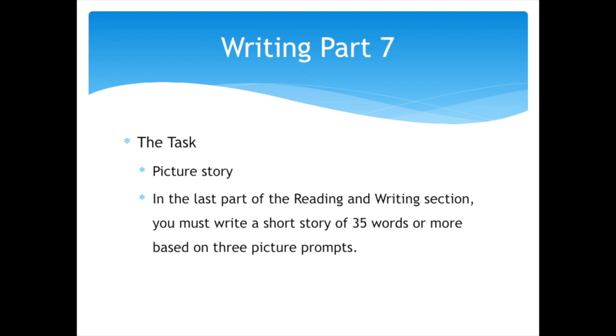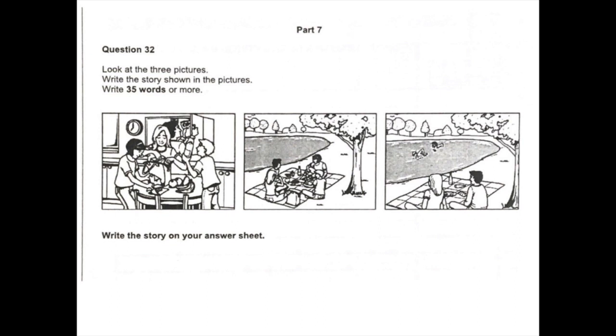So then part 7, this is another short writing, but it's based on pictures. This one's a little bit longer, 35 words, and again, it's based on 3 picture prompts. You'll see 3 pictures, and you have to write a short story based on those pictures. So here's an example. We have the 3 little pictures here. We have some kids putting some food in a bag. We have them going to the park, and then some people swimming.